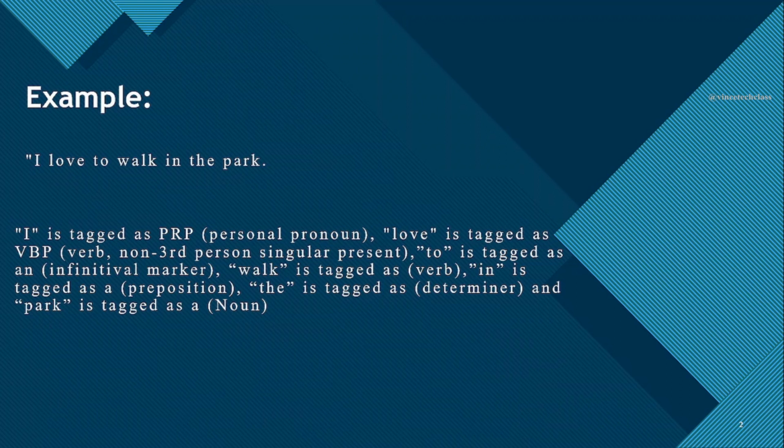Walk is tagged as a verb. In is tagged as a preposition. The is tagged as a determiner. And park is tagged as a noun. Now let's see a basic implementation in Python using the Jupyter IDE.